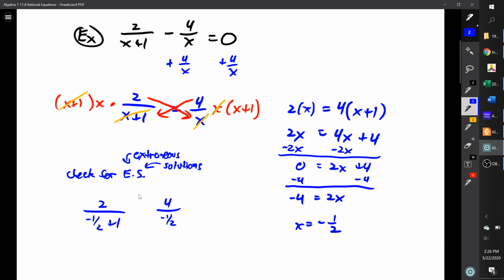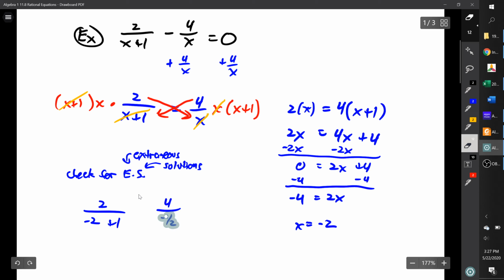What am I going to get here? Negative 1/2 plus 1 is going to be a positive 1/2. Something doesn't look right here. Oh, that's what's off. Okay, hold on a second. If you noticed it, great for you. My bad. Negative 4 divided by 2 is negative 2. So my solution here is negative 2. So I'm not plugging in a negative 1/2, I'm plugging in a negative 2. So this denominator is a negative 2.